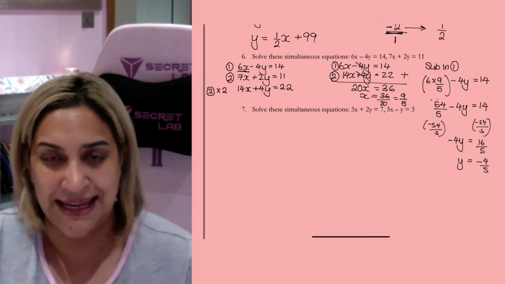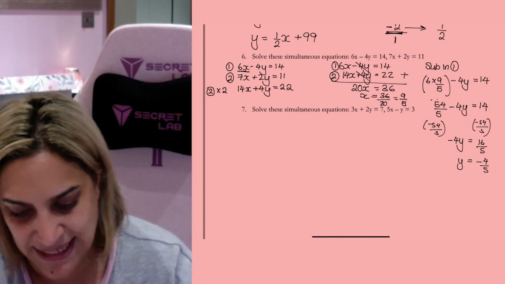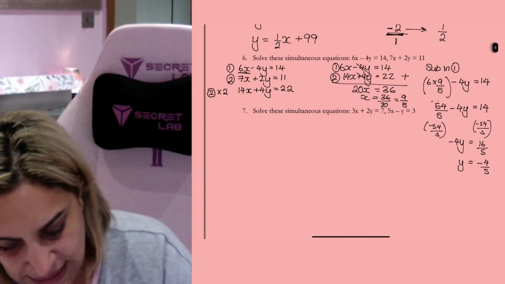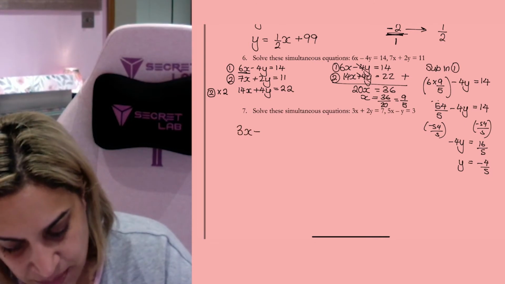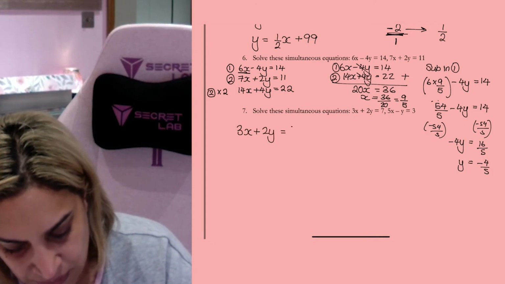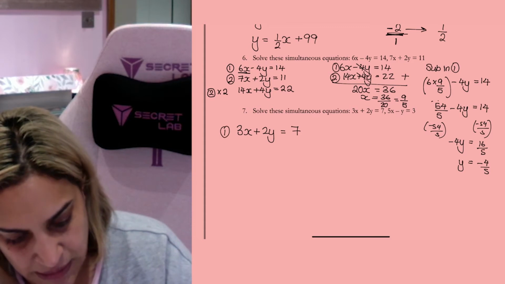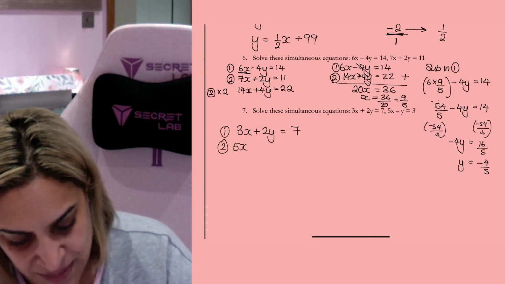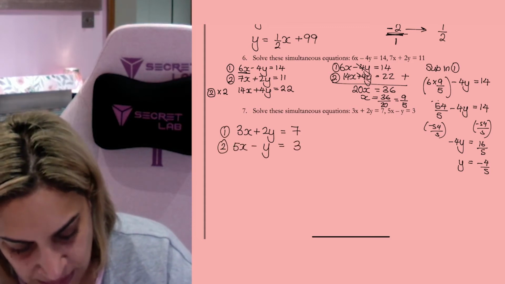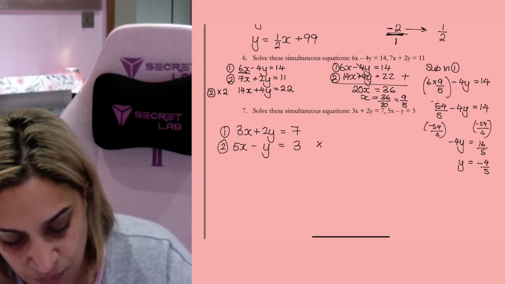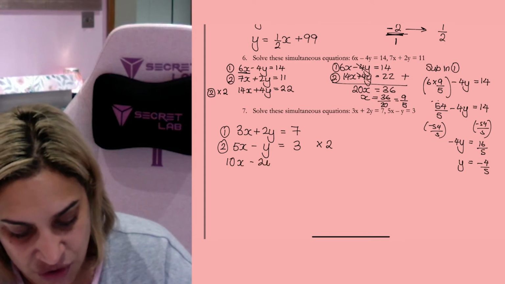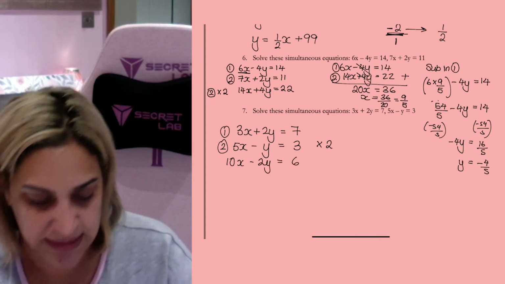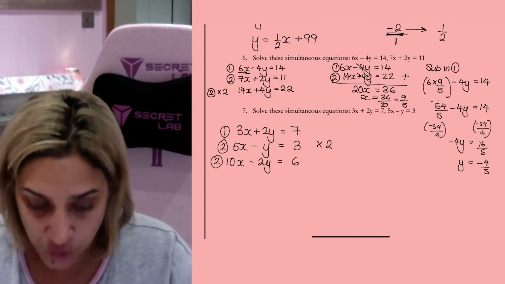Right, let's do the next set. So the next set is really similar. Again, the signs are different. We've got 3x plus 2y equals 7. And we've got 5x minus y equals 3. So in the second one, we're going to multiply it by 2. That gives us 10x minus 2y equals 6. And that's our new 2.